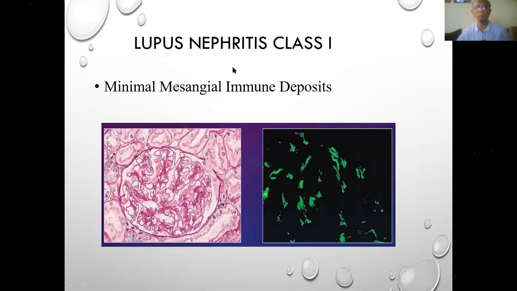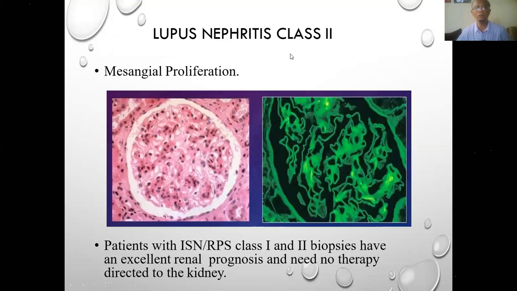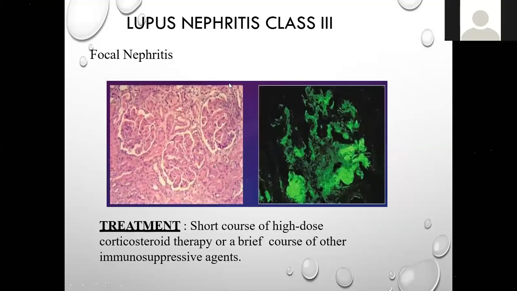So these are some pictures you are seeing, that is minimal mesangial immune deposits. You will find it. And then in case of class 2 lupus nephritis, there's mesangial proliferation. Renal prognosis is excellent, and needs no therapy directed to the kidney. In class 3 nephritis, there is a focal nephritis. That is some portion of the glomeruli is usually involved. And here treatment is short course high dose corticosteroid therapy or a brief course of other immunosuppressive drug you can give.